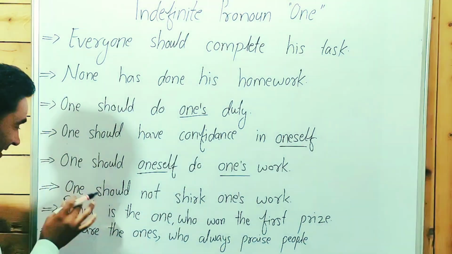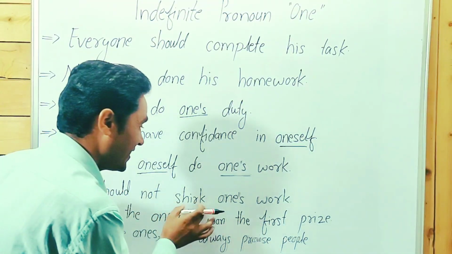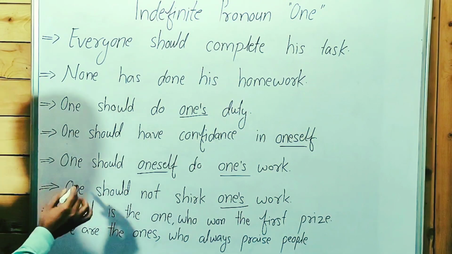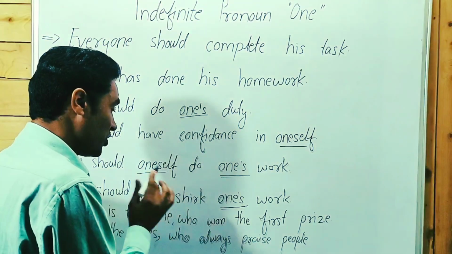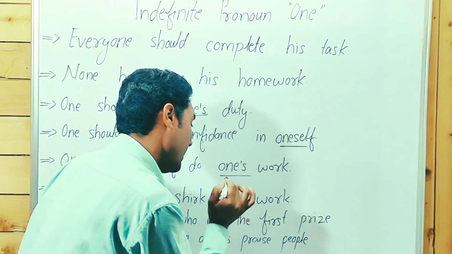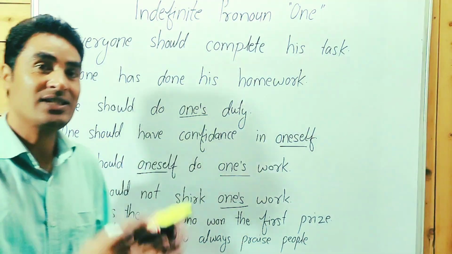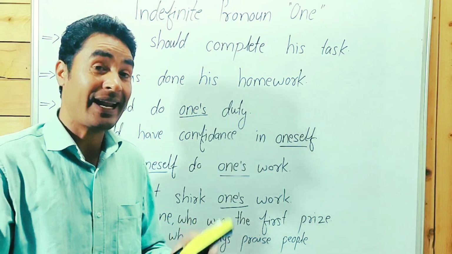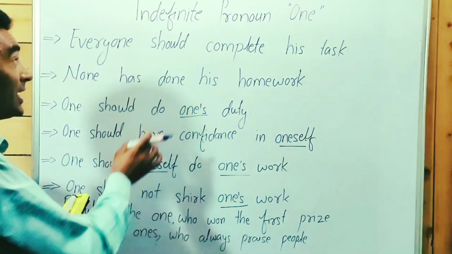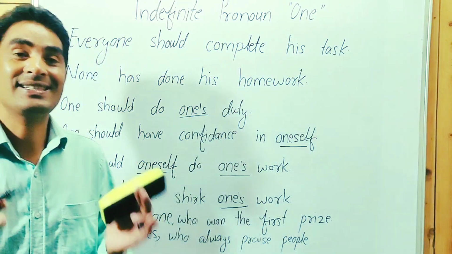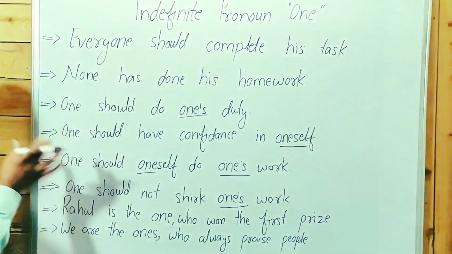When we talk about the next sentence, one should not shirk one's work. Same. Guys, point to be noted, possessive. We don't say one should not shirk his work. With one, we write one's, possessive case, not masculine gender, as I taught you. Whereas other indefinite pronouns follow masculine gender. His, okay, but one is different.